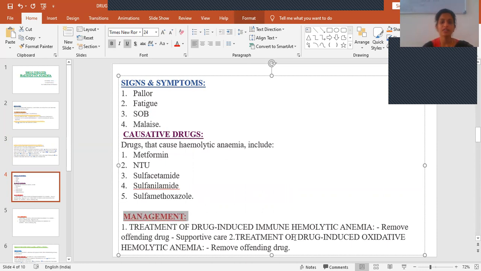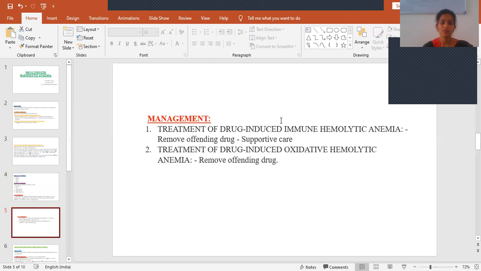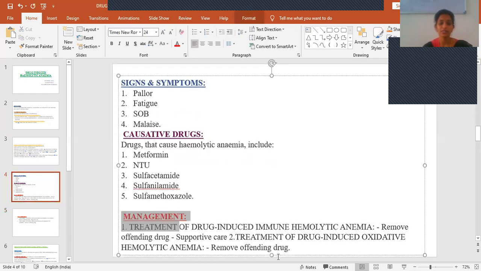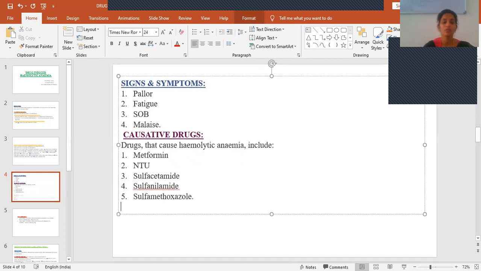So, treatment of drug-induced immune hemolytic anemia. For treating immune hemolytic anemia, what we have to do? We have to remove the offending drug, and also provide supportive care. And for treatment of drug-induced oxidative hemolytic anemia, we have to remove the offending drug and also we can give antioxidants.